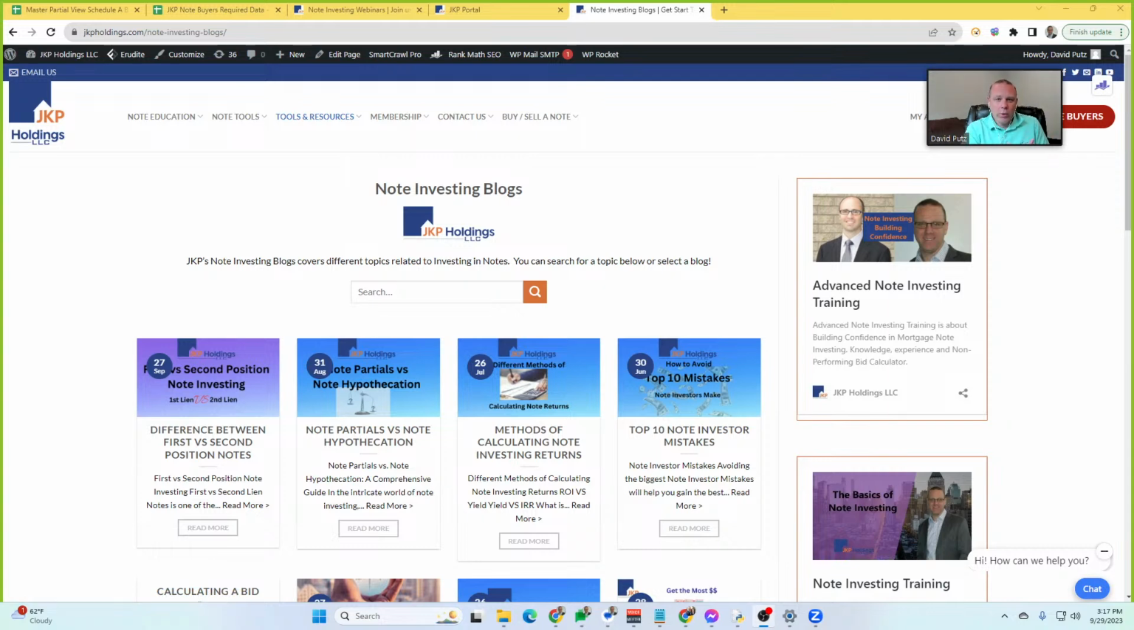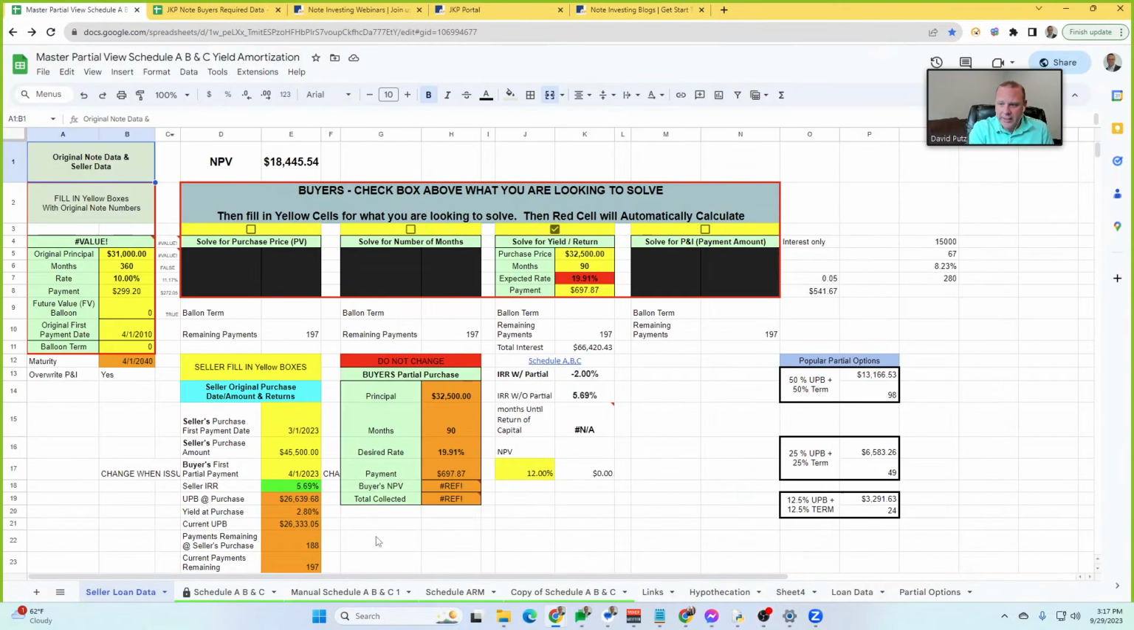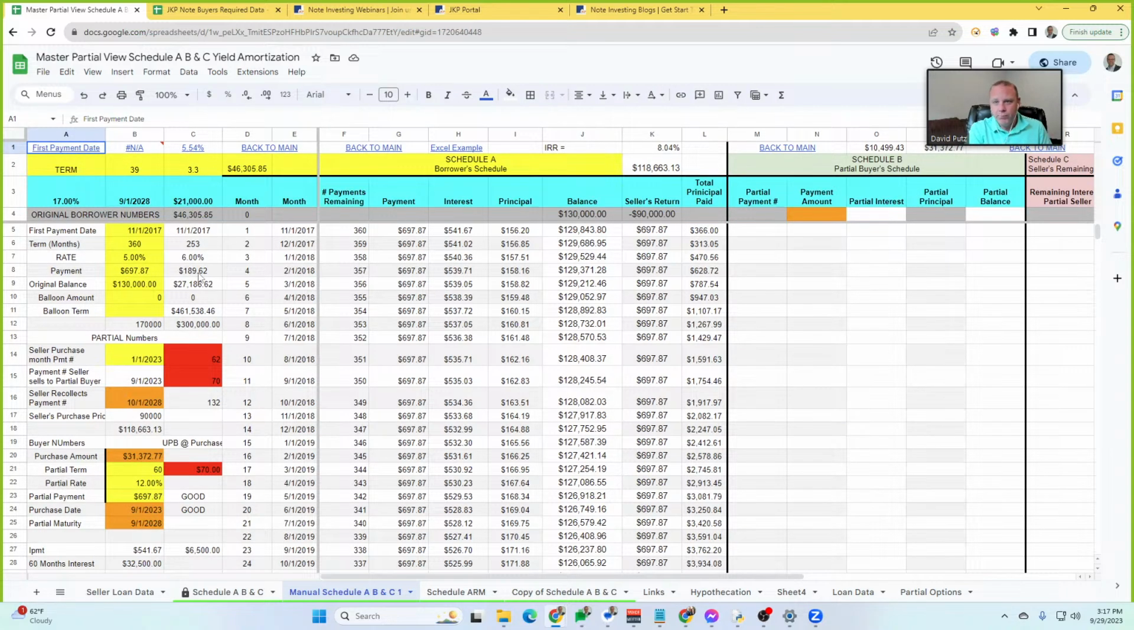Now, when we work with note partials, it's a different kind of calculation than we're used to. Inside our amortization schedules for note partials, there are three. We have our note partial, the buyer of the partial, and also the seller of the partial. All three different amortization schedules matter to our solution. Now, what happens in our situation?